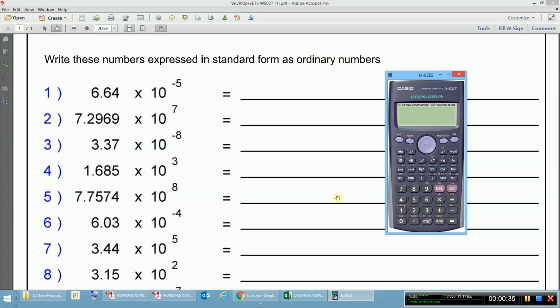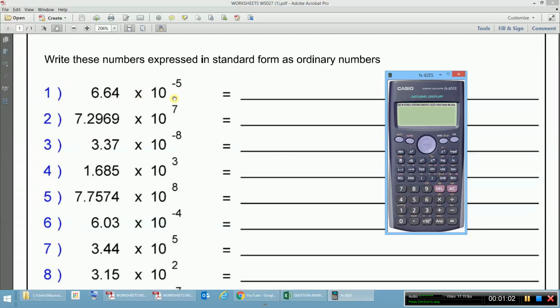ordinary numbers. First thing we want to do is make sure that our calculator is actually programmed to give the answer as an ordinary number. The way that we do that, with this particular calculator, is to set the mode: shift mode, and we want it in 6, fixed, and let's go with 9. Okay, and now it's all good to go.